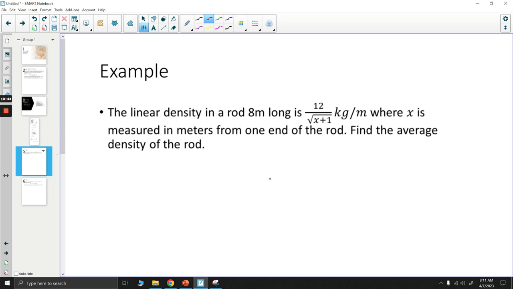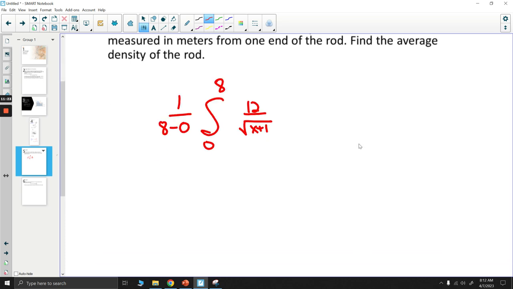So all we're doing is taking this thing, and we know it's 8 meters long. X is measured in meters from one end to the other, so at one end x is 0, at the other end it's 8, so we're going to integrate from 0 to 8 on this rod, and we have the linear density here, 12 over the square root of x plus 1. And this would be the area of that region, but we want to find the average density of it, so that will just be the average of that function. So we're going to say b minus a, 8 minus 0.